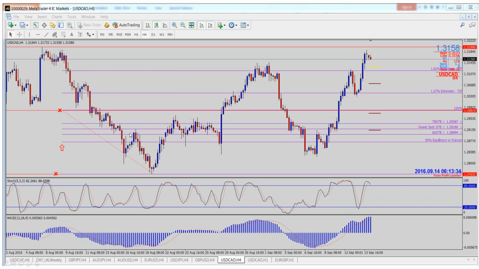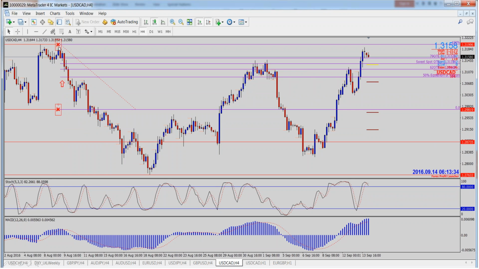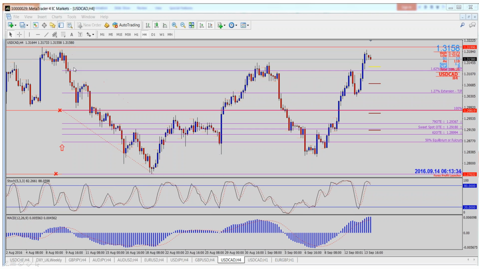And then in the next picture, I plant my Fibonacci. As you can see, I have it from the top to the bottom here. What I do is I'm going to plant the Fibonacci from the top to the bottom of that overall range, and then I'm going to use the 50% point to plot out my oversold.